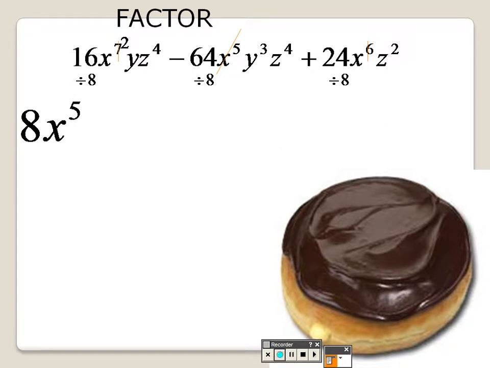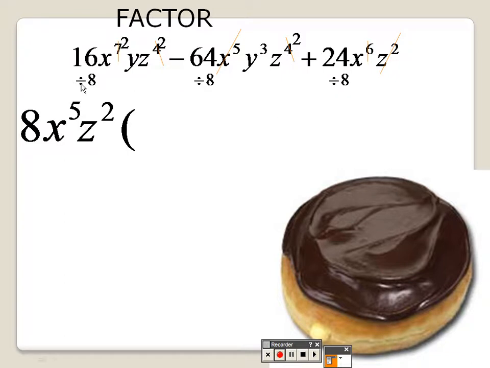The y's now. Does every single term have a y in it? No. So I can't take y's out of everything because every single term does not have a y. Z's. Does every single term have a z? Yes, it does. That has 2 of them. This has 4 of them, leaving me with 2 left over, and this has 4 of them, leaving me with 2 left over. So I can take a z squared out.